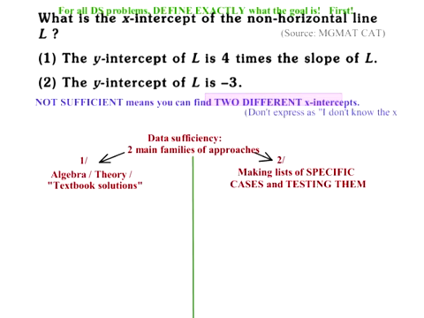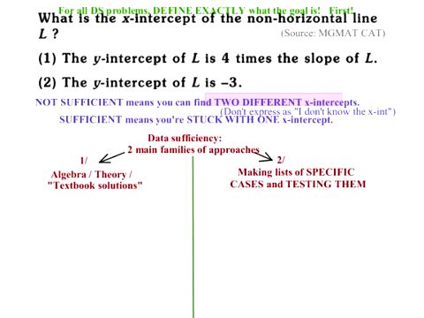Because it's not actionable. And when people have trouble with data efficiency, the trouble usually stems from the idea that they don't have goals, that they're sort of wandering around the problem without a purpose. A big part of it is that you define these things in a way that is actionable. So two different x-intercepts. And sufficient means you're stuck with one, right? Make sure that you get that on the table before you do anything.